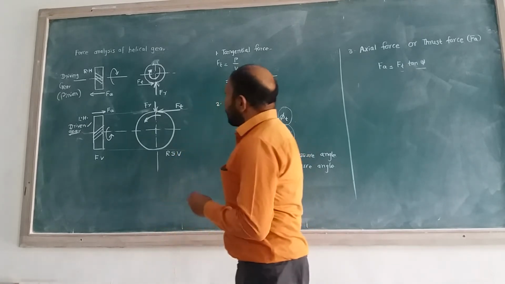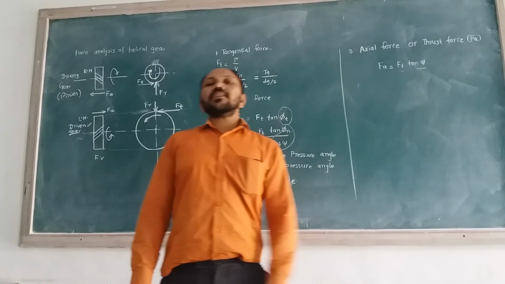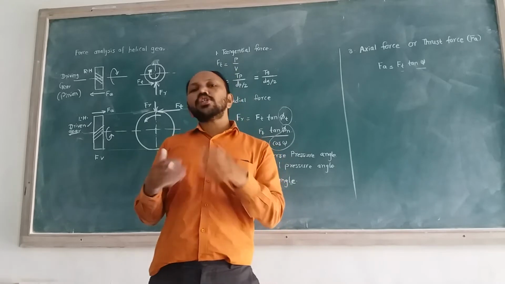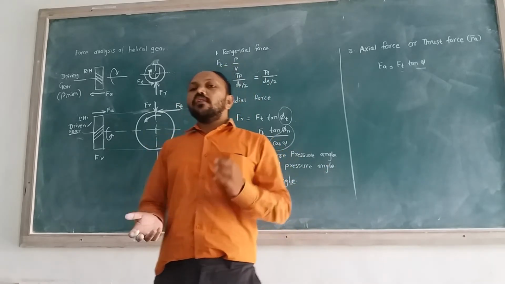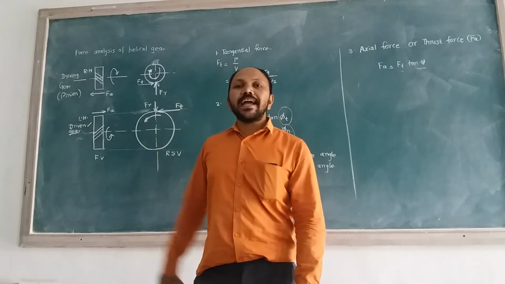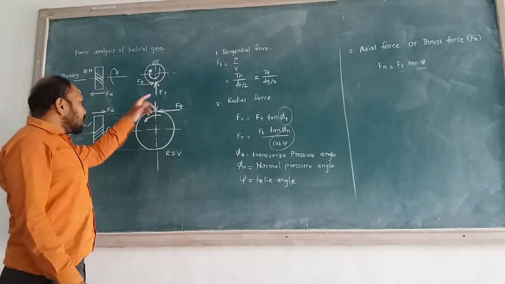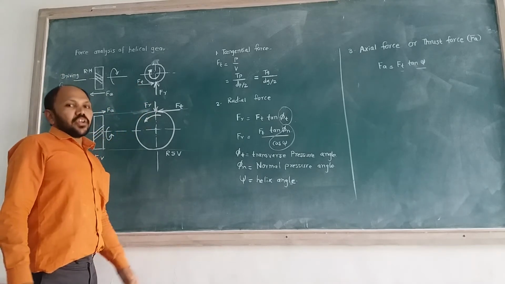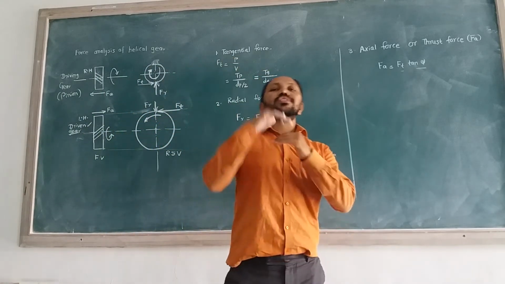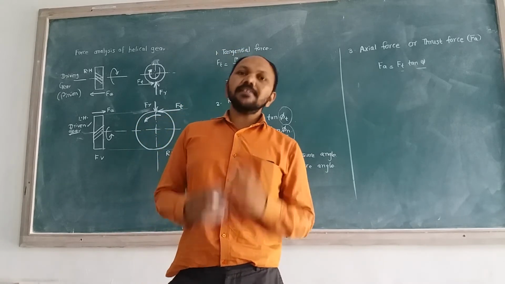So one more basic question may come to your mind: out of these three different forces, which force is important and which forces are not important? If we compare the first force, that is radial force, and observe this free body diagram, this FR is acting in the upward direction, and here this FR is acting in the downward direction. So actually this FR, that is radial force, tries to separate the gears. But is this desired by us? Our answer is no.